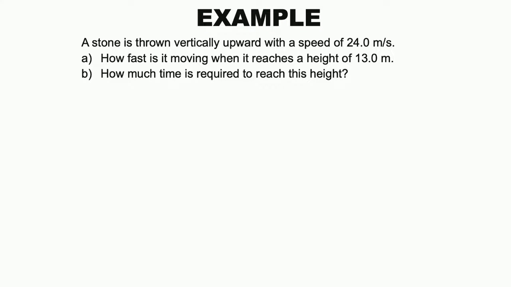So we're going to have a look at this example, and this is the last example, and then that's the end of the lecture, so that's good timing, and then you can do the online multiple choice questions if you like. But let's have a look. A stone is thrown vertically upward with a speed of 24 metres per second. How fast is it moving when it reaches a height of 13 metres? And how much time is required to reach that height? So they're the two questions that we're going to look at.